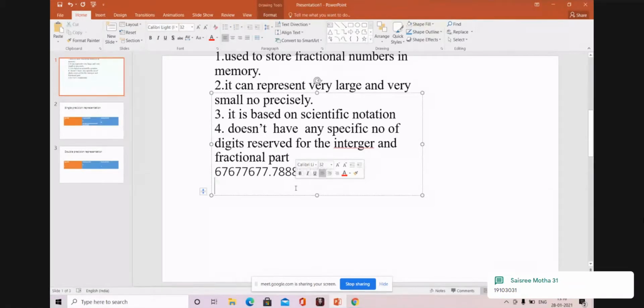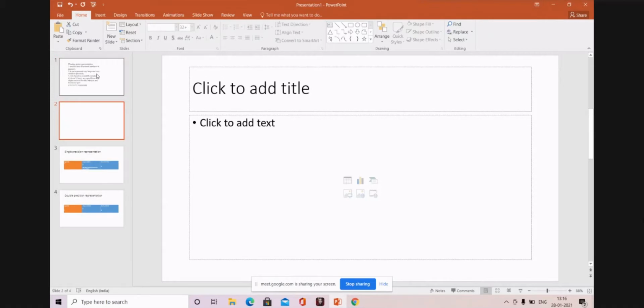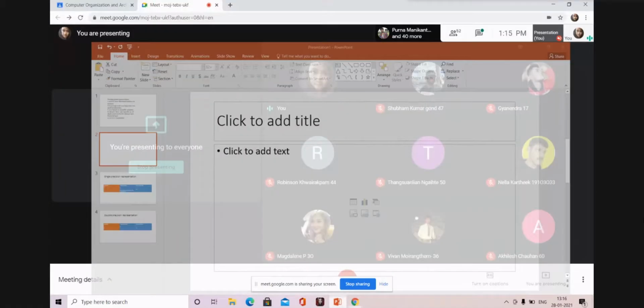So this is called a floating point representation. Next, how are we going to represent this floating point representation? I'm going to take one slide and tell you this. See, this floating point representation. Just a second, I got a call.